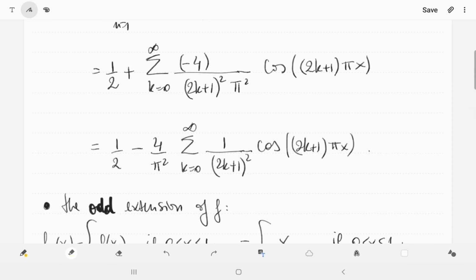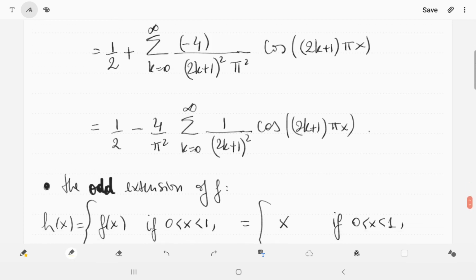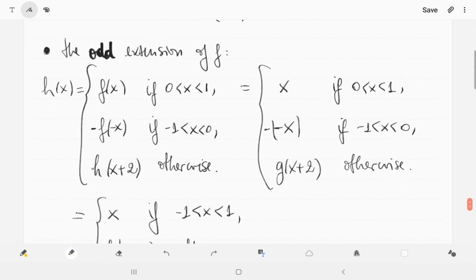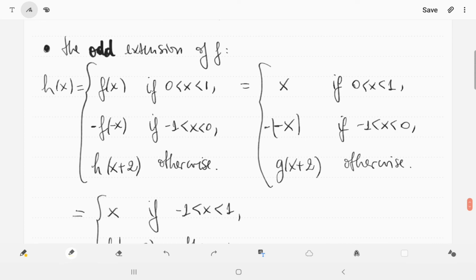So the cosine series expansion of f. We started with an f, only defined in the interval 0, 1, and we extended it to the interval -1, 0 in an even way. And obviously periodic, to have the Fourier series representation. Okay, so last part, the odd extension of f.